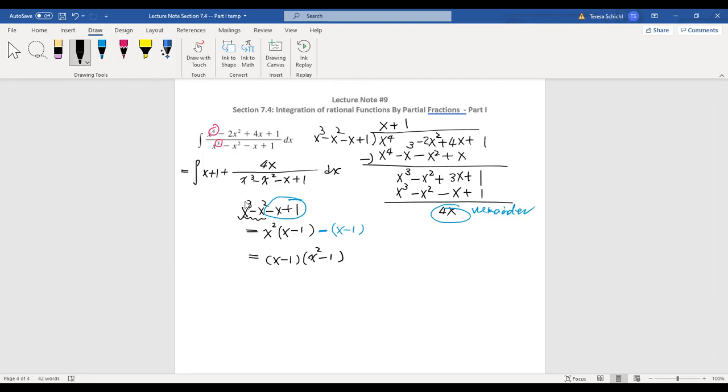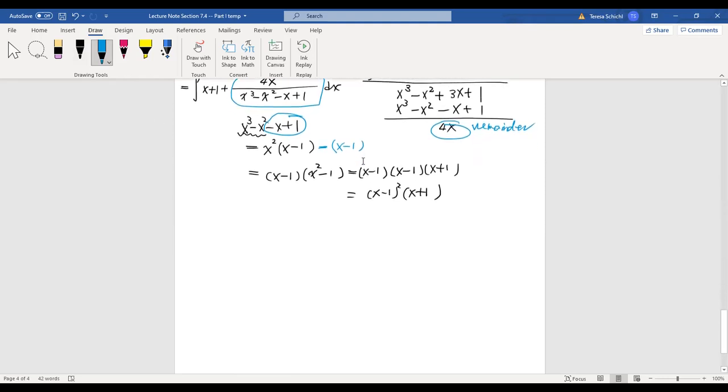Can I continue to factor? Oh yes, the x squared minus 1. I can factor it into x minus 1 times x plus 1. So here I have x minus 1 squared, times x plus 1. Now I'm going to just move this term down, and after we solve it, we'll put it back to find the integration.